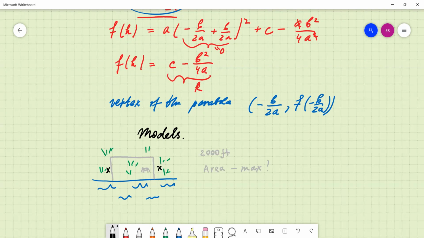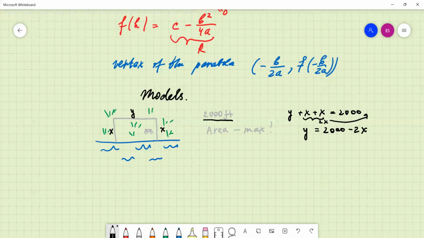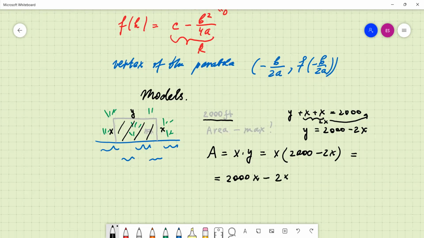What is going to be this side? Well, we know that all three sides, I'm going to label this y, are going to be y plus 2x equals 2,000, right? Because we have only 2,000 of fencing. And y is going to be equal to 2,000 minus 2x, right? Because this is 2x, and if you bring it to that side, it's going to be 2,000 minus 2x. Now, what is going to be the area of this rectangle? The area is going to be x multiplied by y, right? And that's going to be x multiplied by 2,000 minus 2x. If you open this parenthesis, you're going to have 2,000x minus 2x squared.